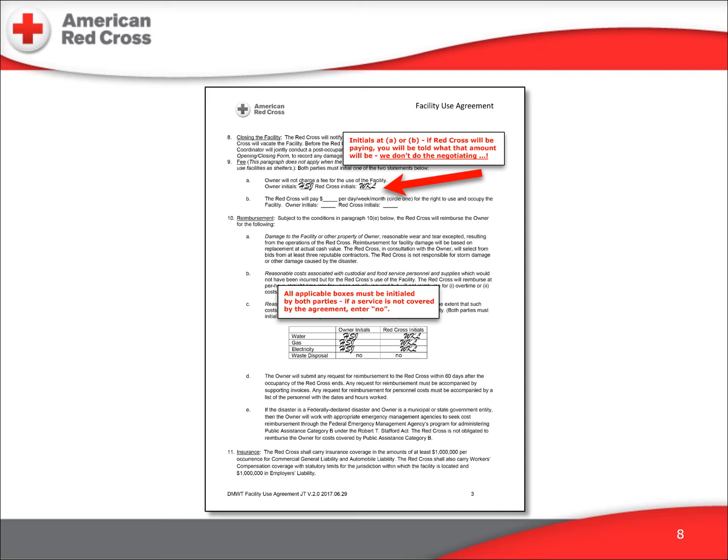Next, the money part of the agreement. At the top, initial the payments section. And remember that MassCare cannot negotiate any dollar amount to be paid. That's the responsibility of the Logistics Facilities Group.